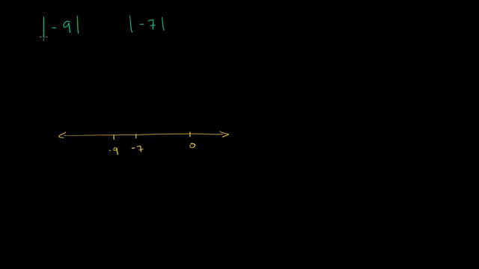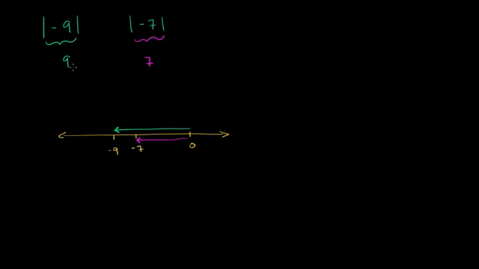Now, when you take the absolute value of a number, you're really saying how far is that number from 0, whether it's to the left or to the right of 0. So for example, negative 9 is 9 to the left of 0. So the absolute value of negative 9 is exactly 9. Negative 7 is exactly 7 to the left of 0. So the absolute value of negative 7 is positive 7.